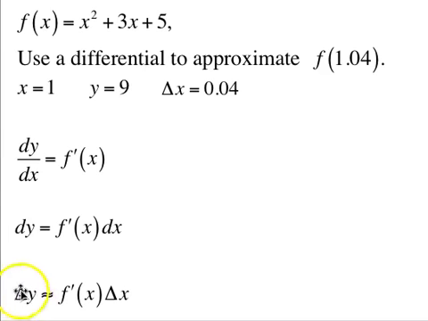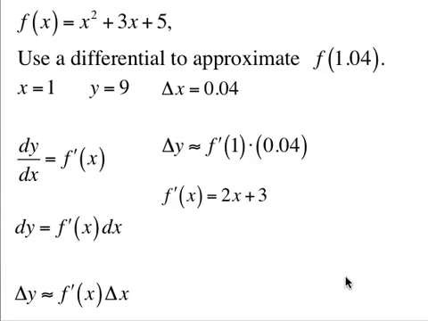But again, our notion is going to be that the change in y is approximately f prime of x times the change in x, because dx is approximately change in x as long as the change in x is small. And then in that case, dy would be approximately change in y. So we're going to say change in y is approximately f prime of 1 times the change in x, which is 0.04. Again, f of x is x squared plus 3x plus 5.